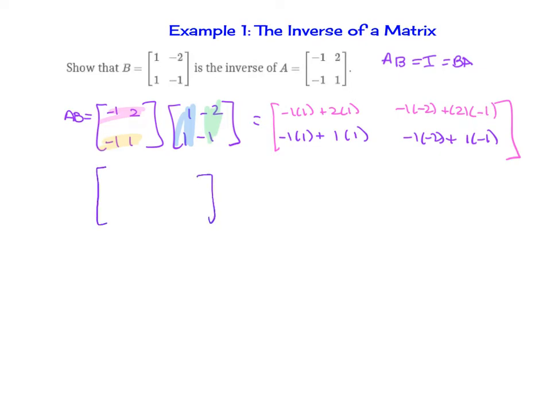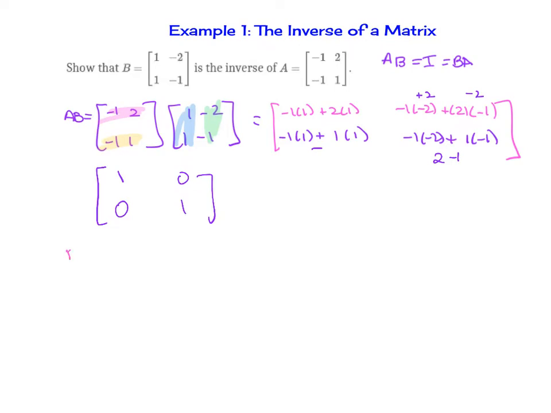So this is negative 1 plus 2, which is 1. This becomes a positive 2 and a negative 2, so that's 0. This is negative 1 plus 1 over here, so that is 0. And then this is 2 minus 1, which is 1. So when I multiply A times B, I get 1, 0, 0, 1, the identity matrix.